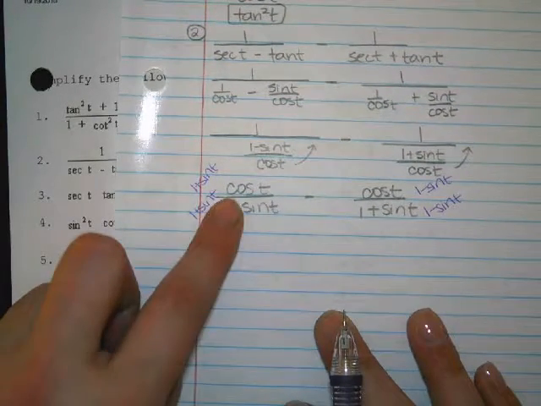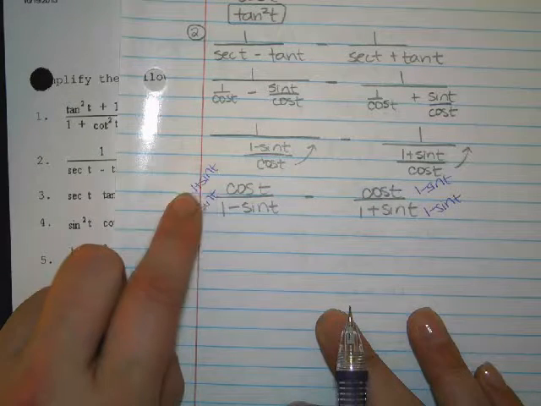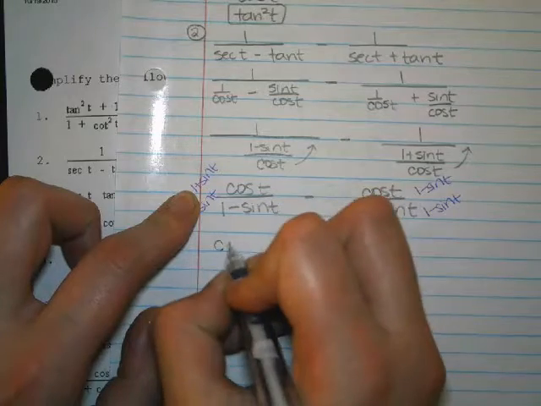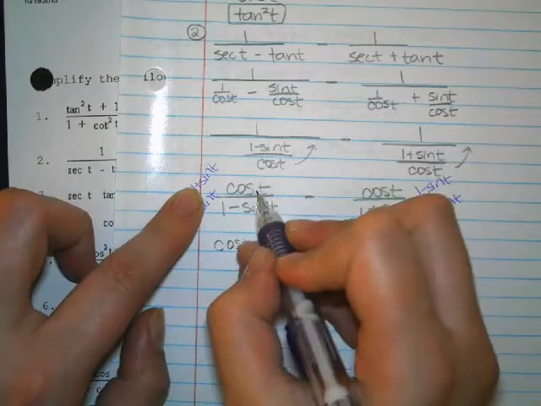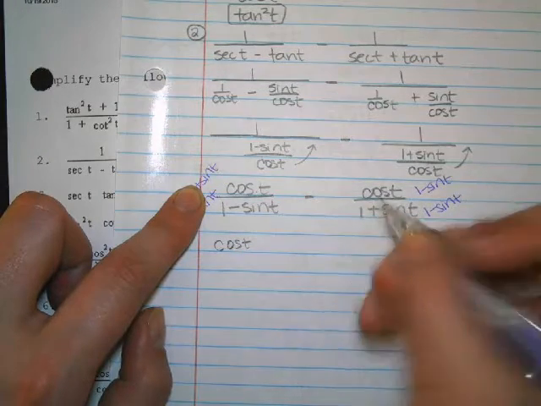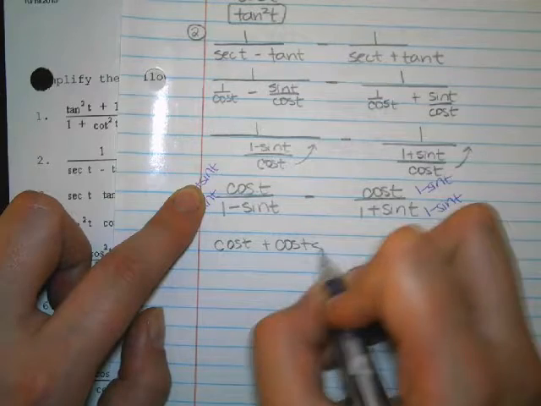So on the top, we have cos times 1, which is cos t. We have cos times sine, which is cos sine. So plus cos t sine t.